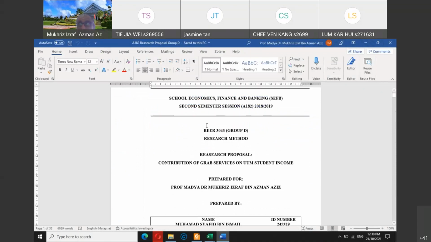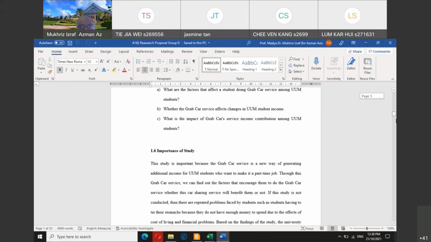For example, this one group, the student did a project on the contribution of Grab services on UUM student income. Basically, the purpose of this project is to look at UUM students who are involved in Grab service, Grab car. They want to know how much income they actually get from the Grab car service, why they do it, what the income is, and what time is the peak hour.